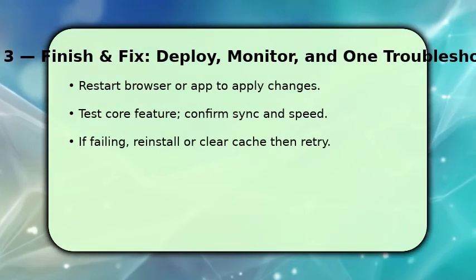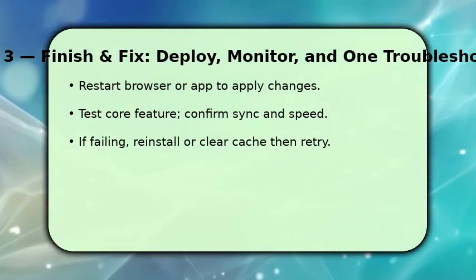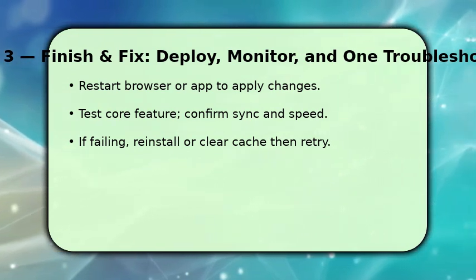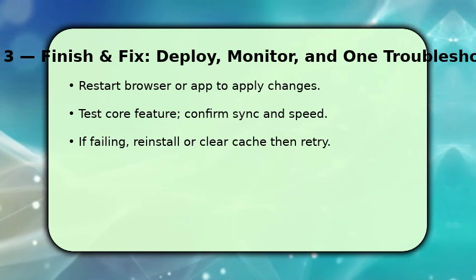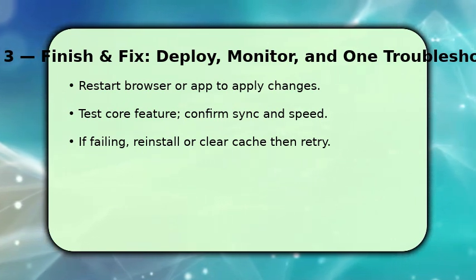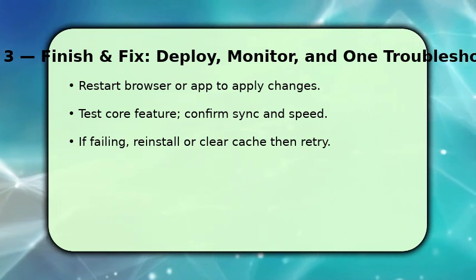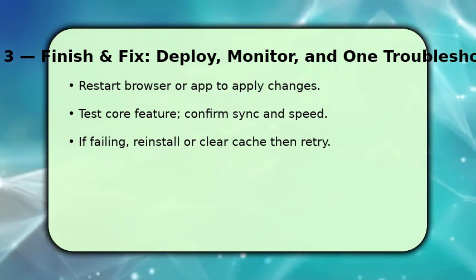You finish by restarting the browser or app to apply all changes, then run a quick test of the extension's core feature to confirm sync and speed. If it works, pin or add it to your toolbar for one-tap access. If it fails, clear the browser cache, reboot the phone, and reinstall the extension.